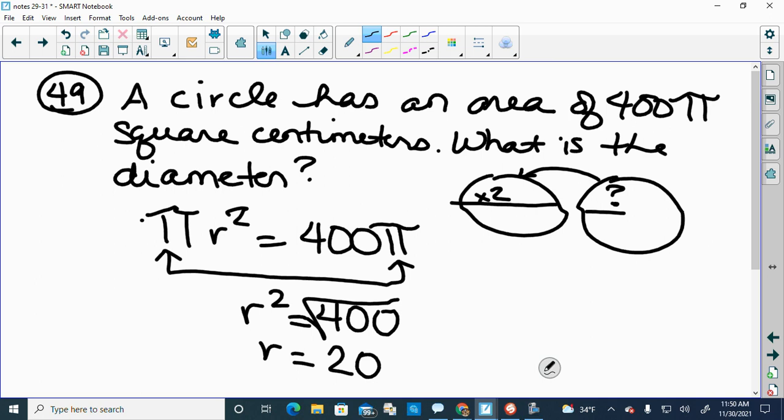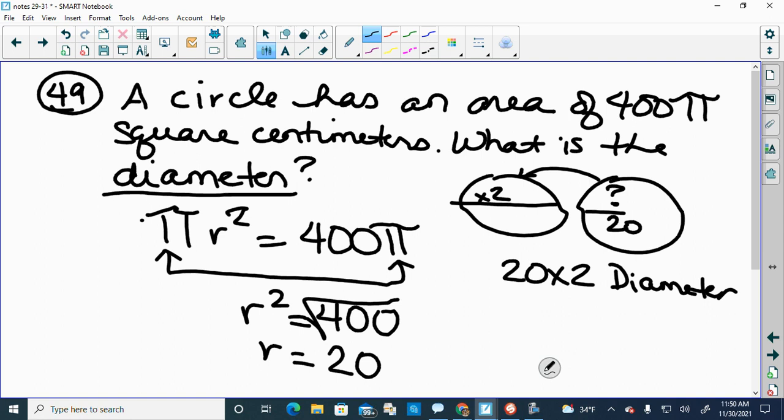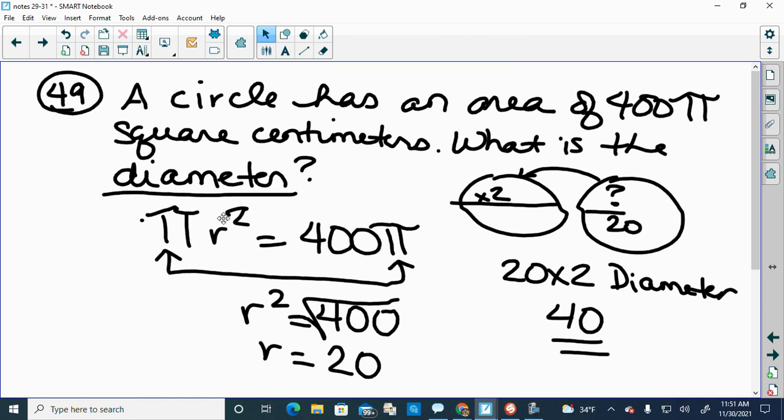Okay, so remember that gave me r. So r here would be 20. They don't want to know that. They ask for diameter. So I'm taking this answer and I'm going to multiply it times 2, and that gives me the diameter. If I wanted radius, then I would have divided by 2, but we're going backwards, so we're multiplying by 2. So 20 times 2 would make it 40. And that is your diameter.